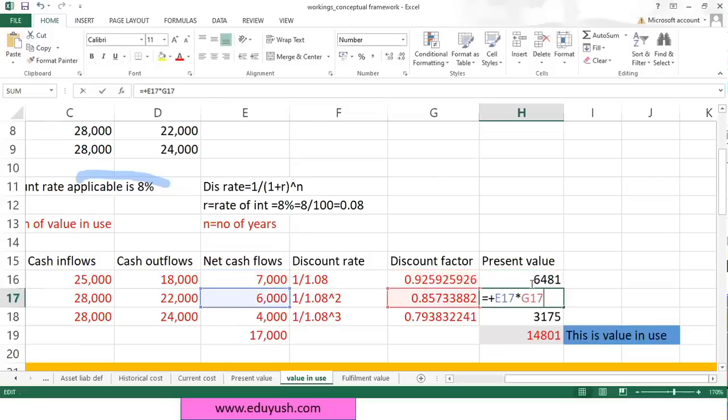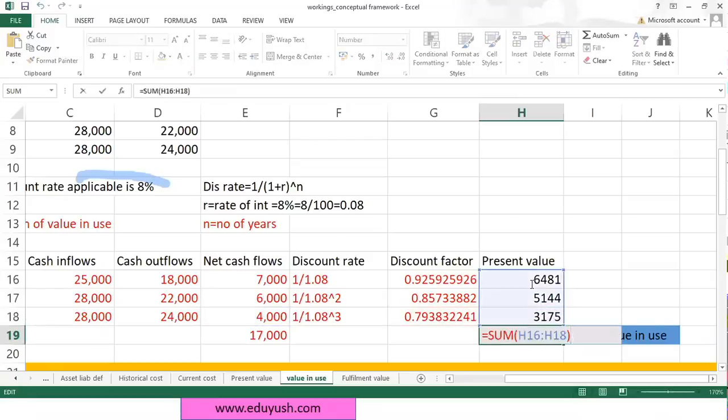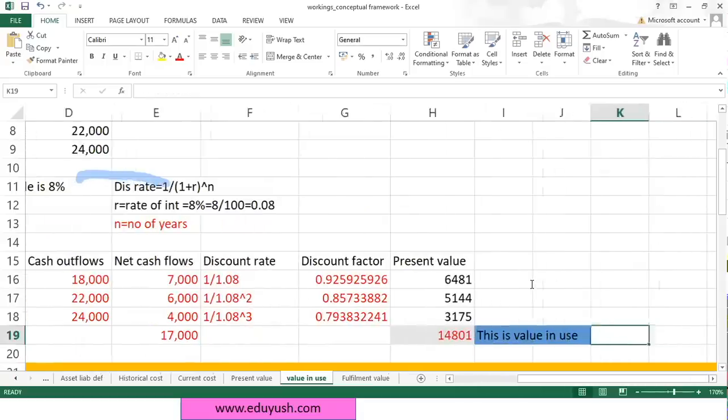Ma'am, I have one question. If the life of the asset would have been 5 years, we will add another 2 years into that? Yeah, remaining life, right up to the disposal of the asset. So like this, I get the present values, and then I take a total, which is said to be the value in use. Clear?